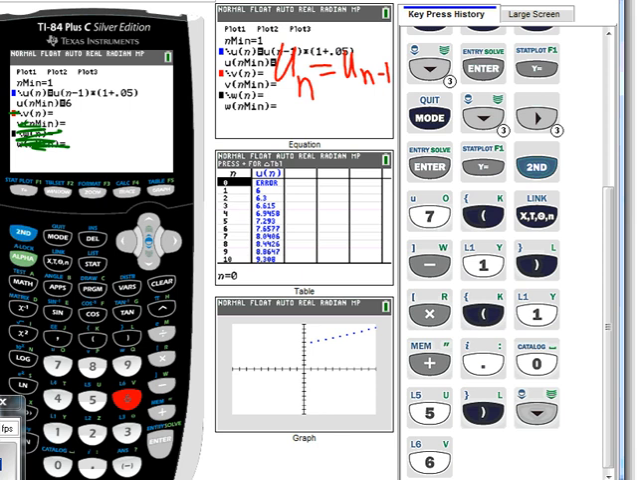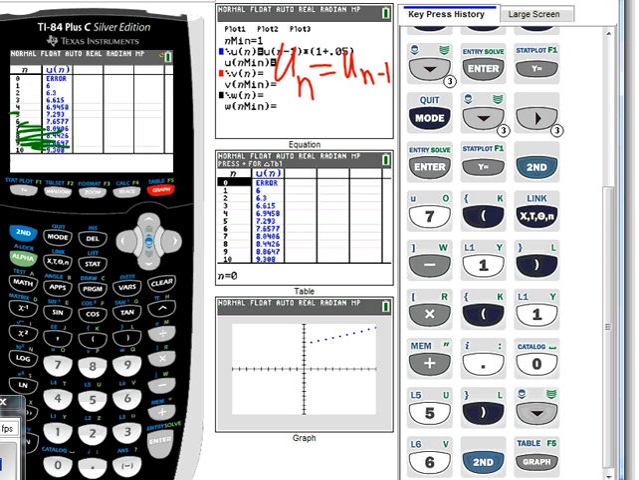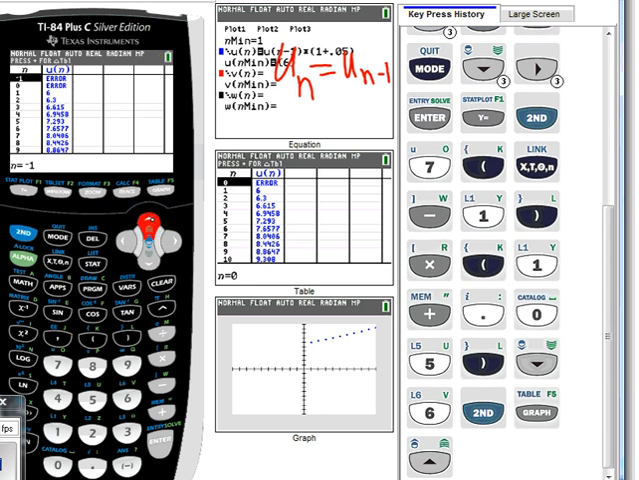So what you can do here is if you want to see them in a list or table, you just go second graph or table, and then you'll see them in that table. And you'll notice that the calculator is smart enough to know, hey, I can't find 0 because you told me my starting term was 1. So it errors out. If I go up here, all these are going to be errors because it knows that I can't find that because it's not defined.